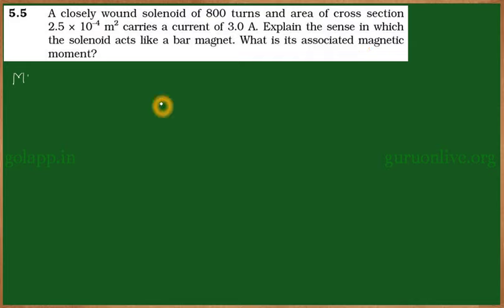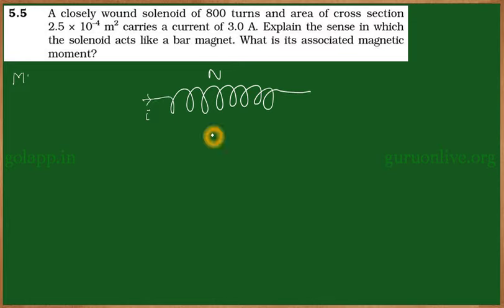Our motive is we have a solenoid like this and it has some N turns, and the current is flowing through this solenoid, and the area of cross section of this solenoid A is given. We need to find out the associated magnetic moment of this solenoid which is working as a magnet, and the sense in which the solenoid acts like a bar magnet. Like we need to specify the poles. That is our motive. Now come to the investigation part.